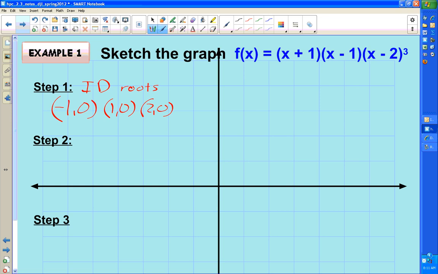After you do that, determine if single, double, etc. roots. So, Lauren, which one was the triple? 2, 0, a triple root. What about -1, 0? Single, and another single. What's the degree?